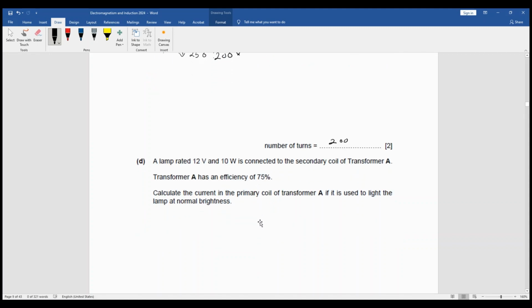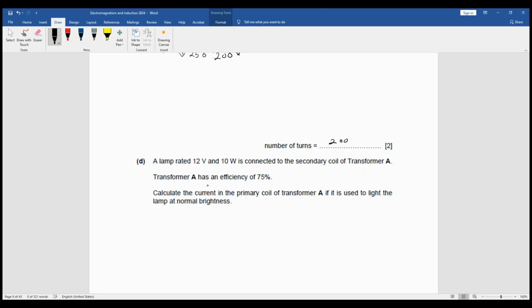A lamp rated 12 volt and 10 watts is connected to the secondary coil of transformer A. It has an efficiency of 75%. Calculate the current. Okay, fine. So first thing we want to calculate the power in the primary coil first. They said if it's used to light the lamp at normal brightness. Oh, we're assuming there's 10 watts first. 10 watts normal brightness. Okay, so from here, we can calculate the current in the secondary coil.